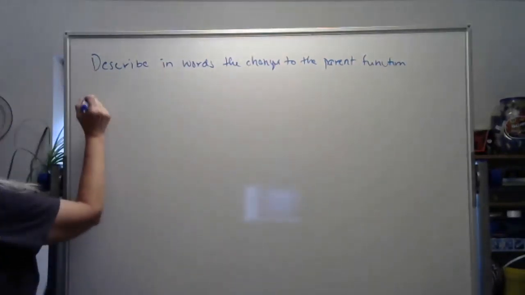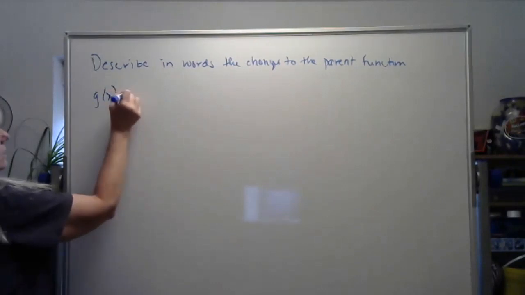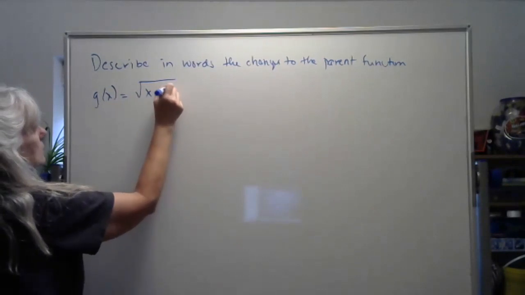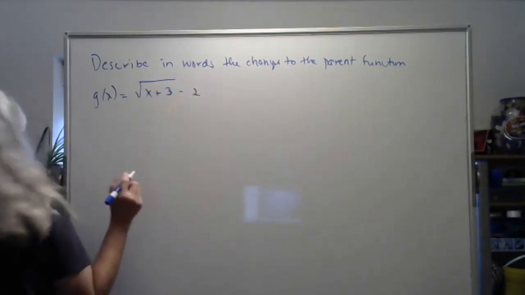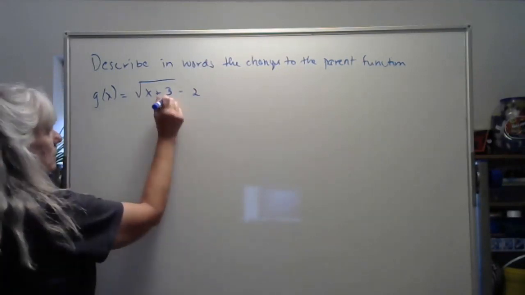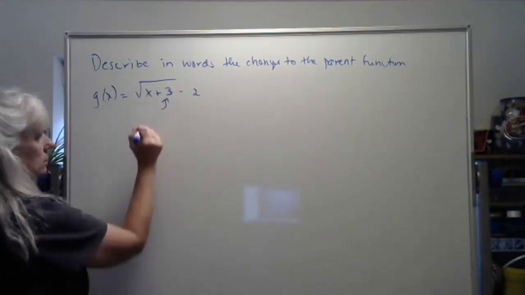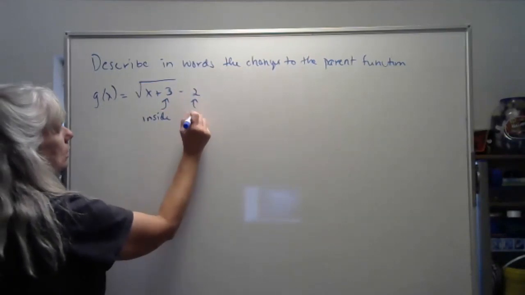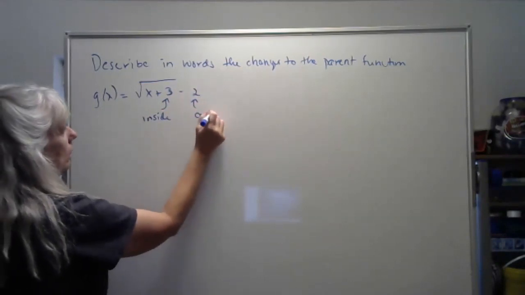So let's do, I'm going to get away from f. We're going to use g of x is equal to the square root of x plus 3 minus 2. So g of x is equal to the square root of x plus 3 and then minus 2. You have to take a look at this. You have to decide what's on the inside and what's on the outside, and that'll drive the whole conversation. So what about this plus 3? Is it inside or outside? In. And the minus 2? Out. And that's all we need.